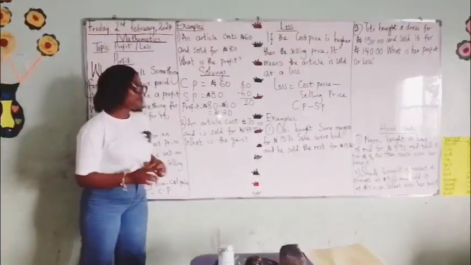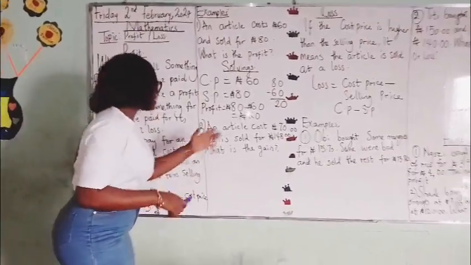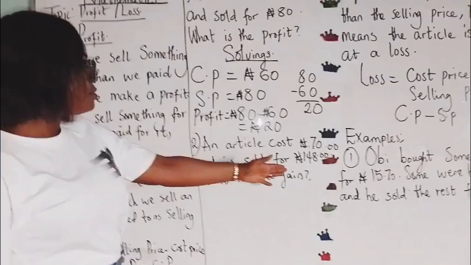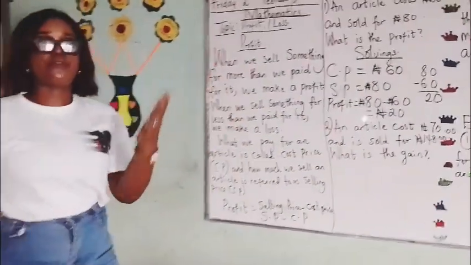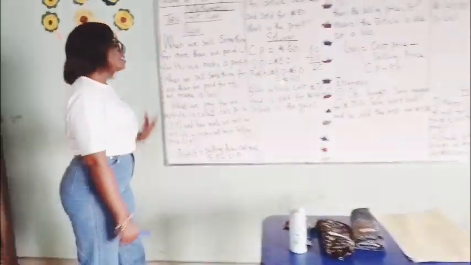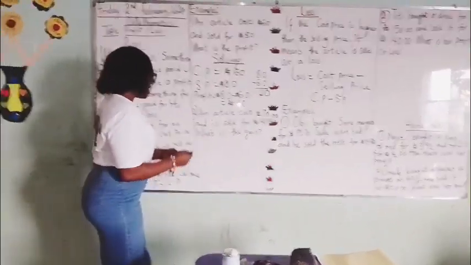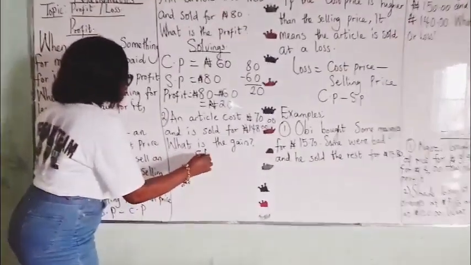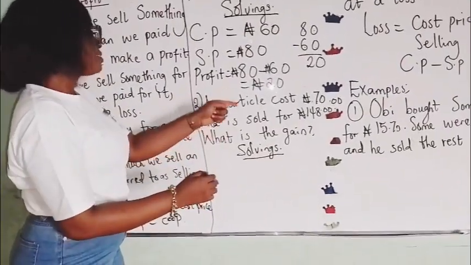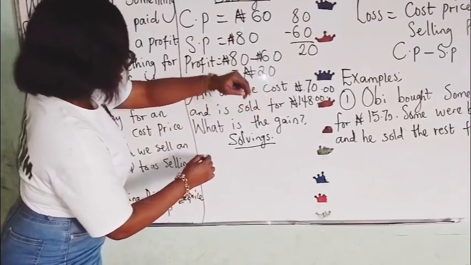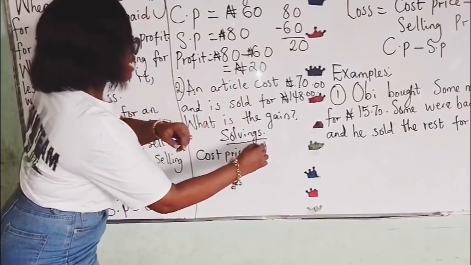I have another example here to show you how to solve profits. An article costs 70 naira and it's sold for 148 naira. What is the gain? Another word for profit is gain. If you don't want to call it profit, you call it gain because you gained it. So that's why it's called gain. Do not forget to always bring out your data. So I have the cost price, which is the cost. Our cost price is equal to 70 naira.